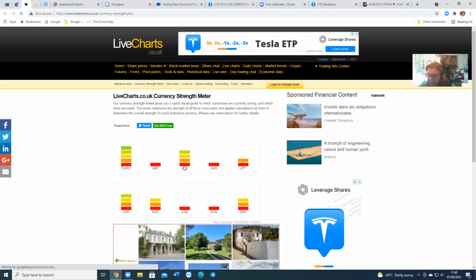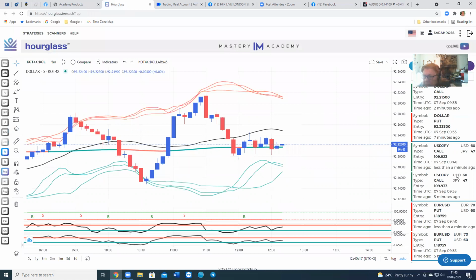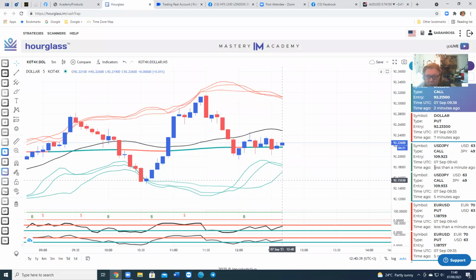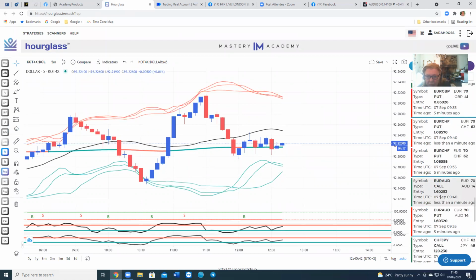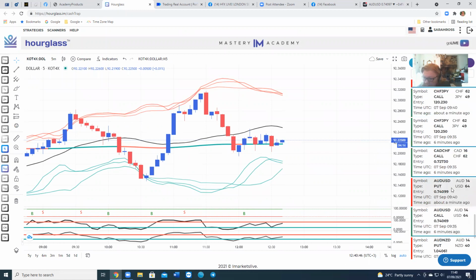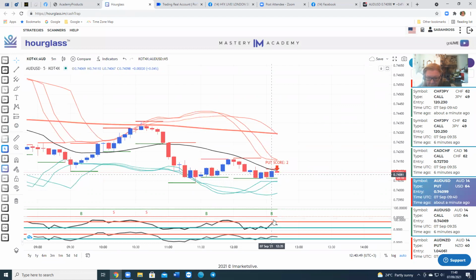So 4 on the US dollar to 1 on the Australian dollar. HourGlass now says call for the dollar. So that's good for a put. We are on the 40 past candle. So you might be following this and take a put. It's a put at 0, but it's only a put score of 2.